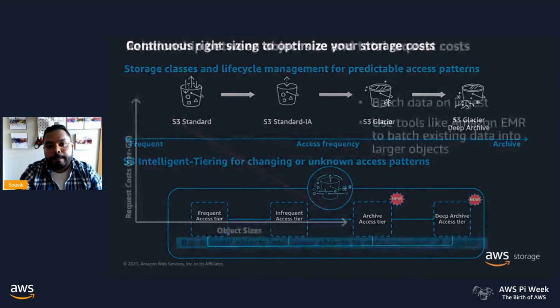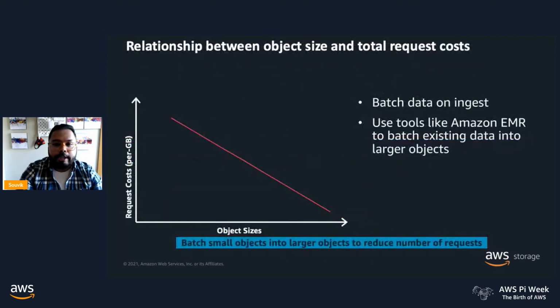I understand we have been talking a lot about optimizing storage costs, but what about performance? For active workloads with lots of requests, it's crucial to think about request costs. And as you can see, there is a relationship between request costs and object sizes for a given amount of storage. So we recommend that customers batch small objects into large objects to reduce the total number of requests, and therefore their total request costs.